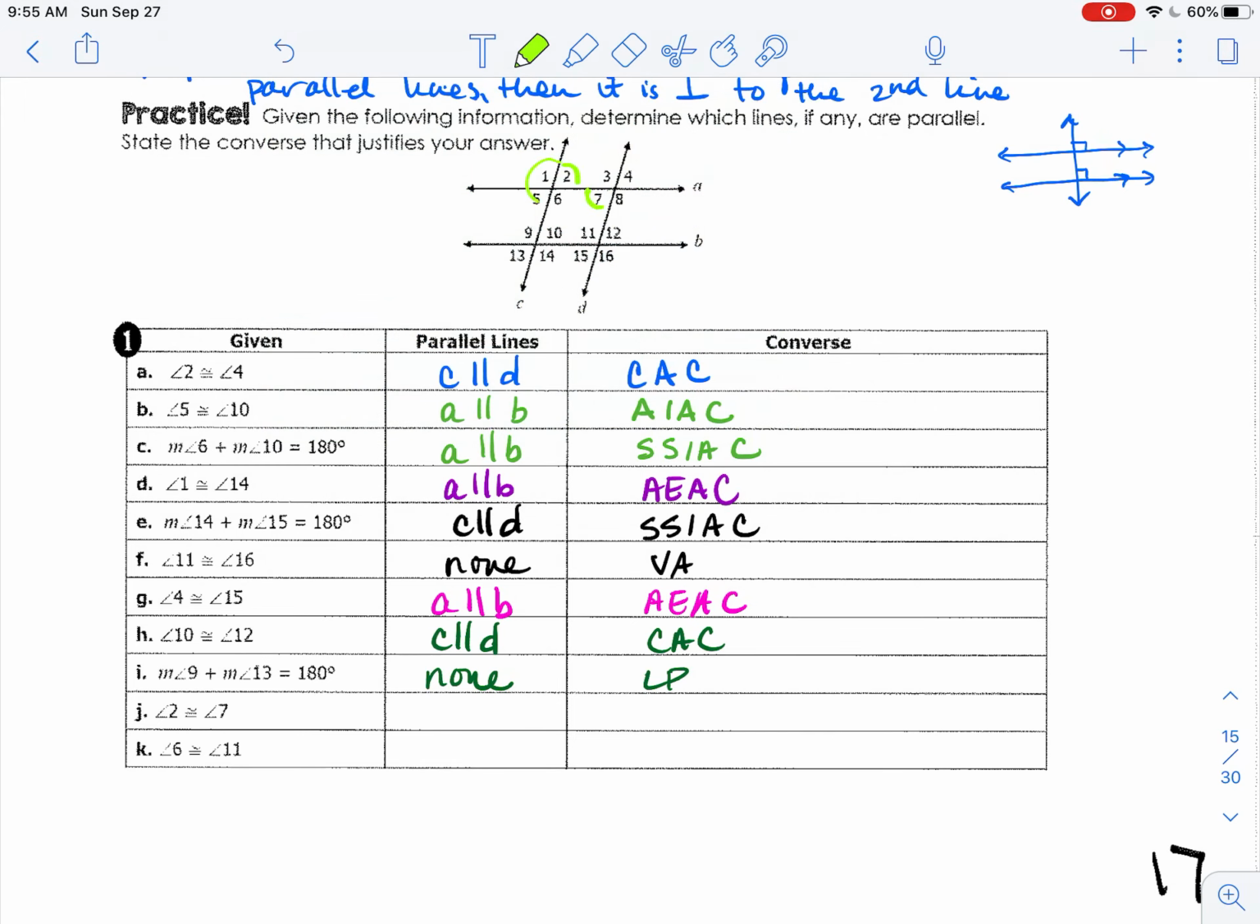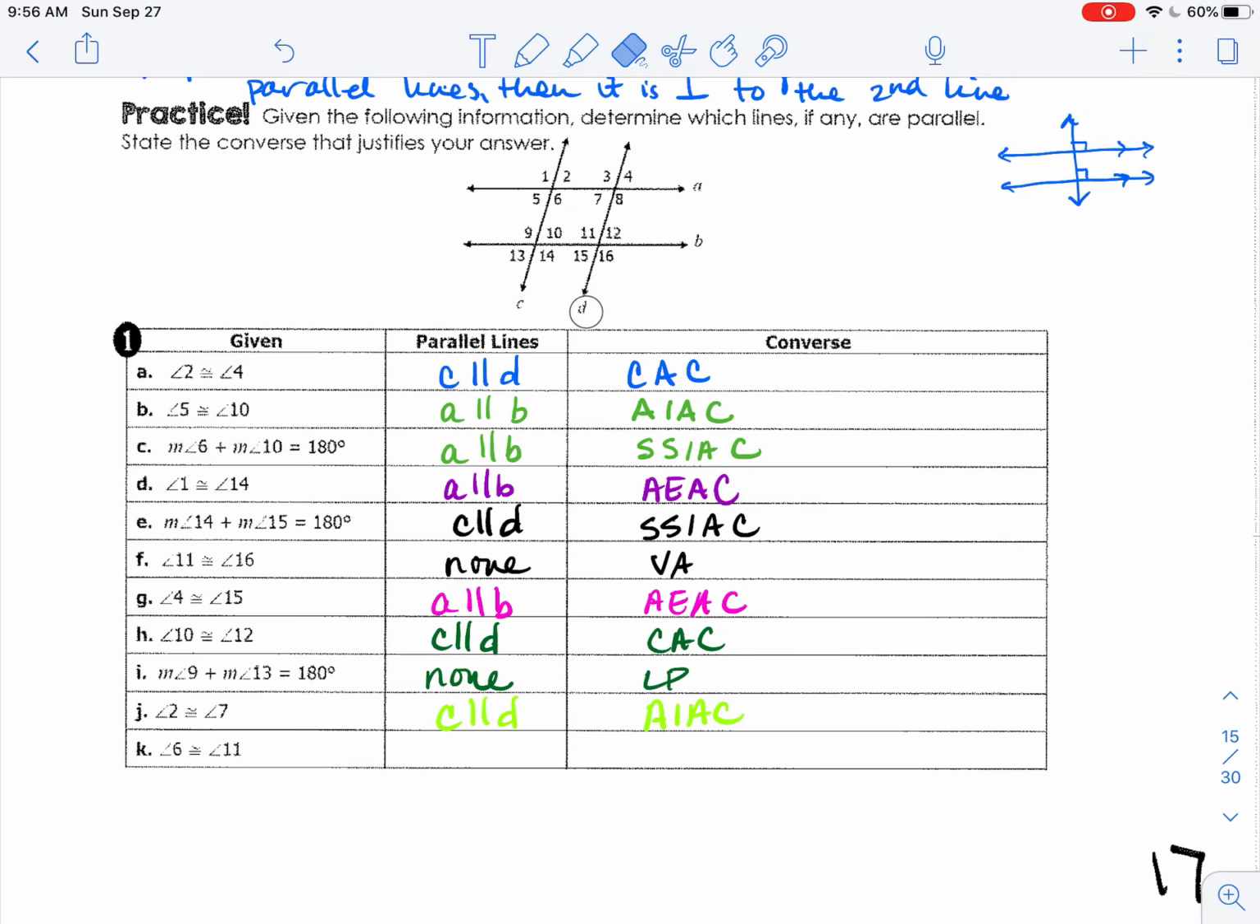All right, in the next example, 2 is congruent to 7. Okay, here's 2 and 7. Two different groupings. So two different lines are parallel. C is parallel to D, and 2 and 7 are alternate interior angles. The converse proves the lines are parallel.